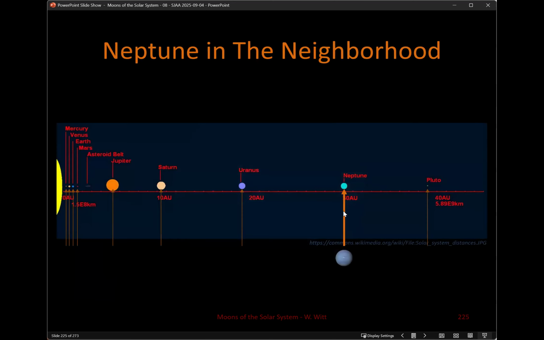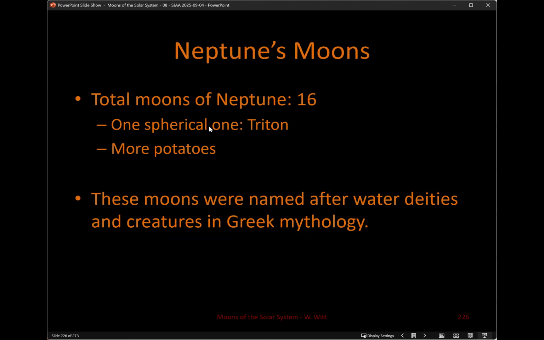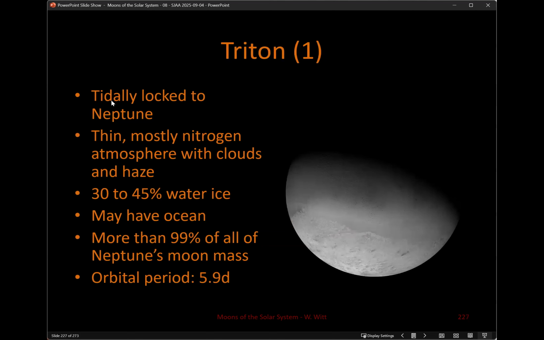If we check out Neptune here, now we're over here in our solar system. The total is 16 moons, one spherical, one called Triton, lots of potatoes. And these guys are named after Greek mythology. And here is Triton, this one moon. It is tidally locked to Neptune. It has a thin, mostly nitrogen atmosphere with clouds and haze. It's mostly water ice. It may have an ocean again, right? But the interesting fact here is it has more than 99% of the mass of all the other moons of Neptune. So this is quite a chonker compared to all the other moons around Neptune.